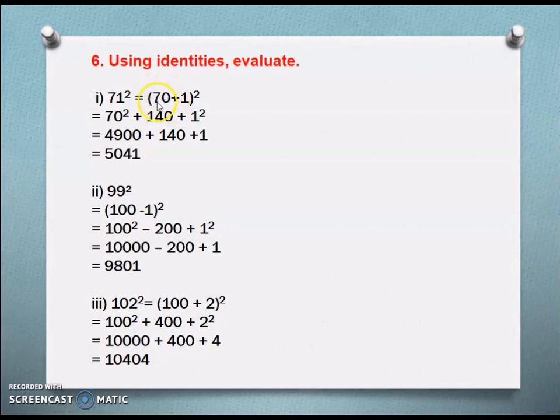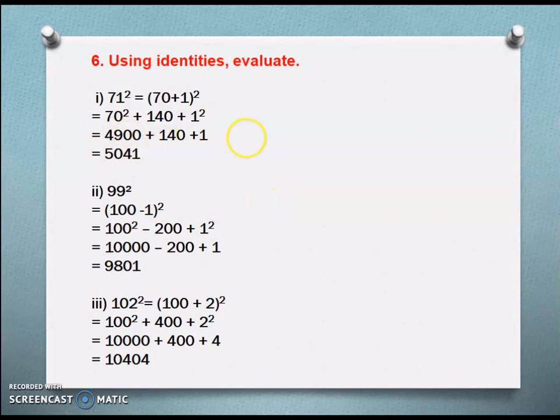Now because it is 70, the square of 70, you can do this calculation mentally only. 70 into 70, because 7 sevens are 49. So 70 into 70 will be 4900 plus 2ab. Now b is 1 only. So 2 into 70 is 140 plus 1 square. Now this addition can be done easily. So the answer is 5041.